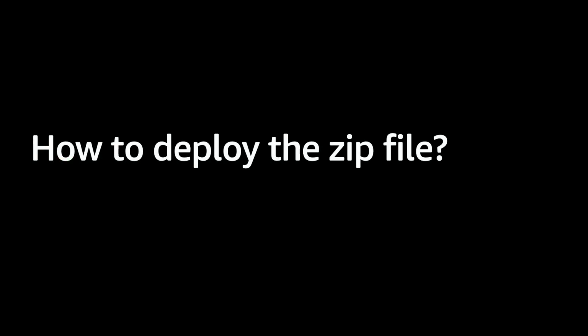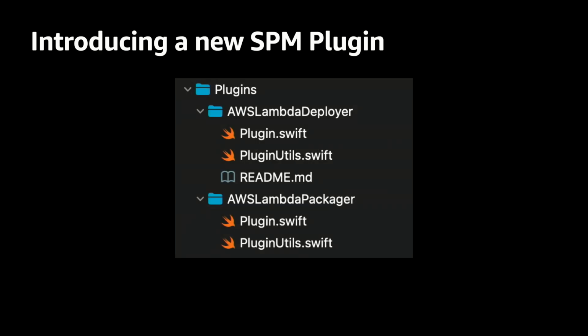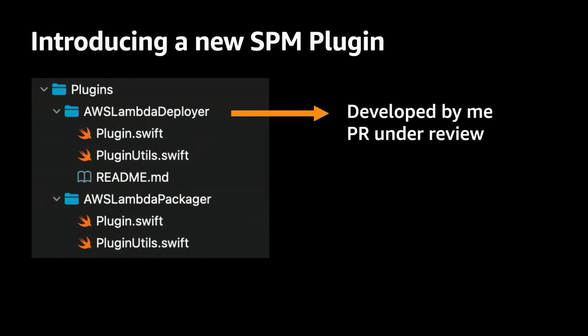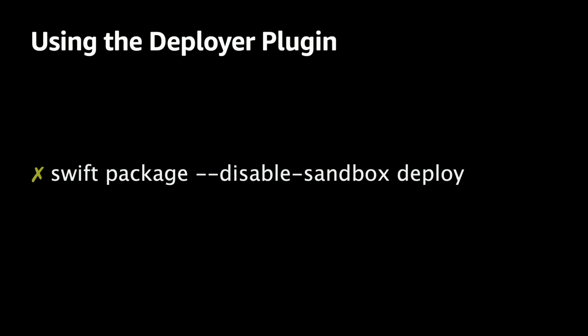Now you need to deploy that zip file to Lambda. So I wrote another plugin called the deployer plugin. And so if you look at the project right now, you have the Lambda packager. It's written by Apple. And then you have the Lambda deployer. It's not currently final in the project. It's still under code review, but I hope it will land in the repository in a few weeks. So that plugin is quite simple to use as well. You type swift package deploy. So one single line, and it will deploy your Lambda function to Lambda.